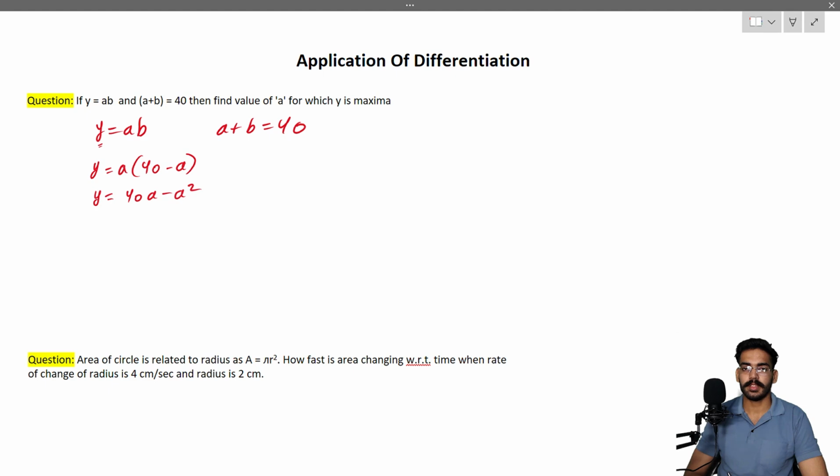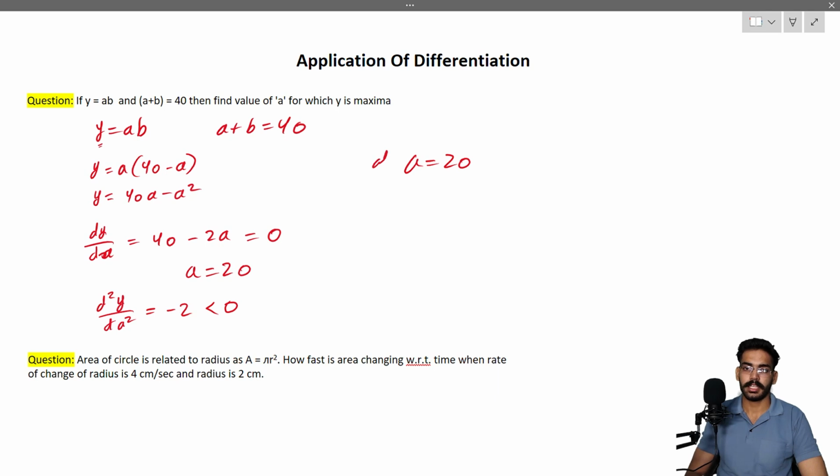So how will you maximize? You will do the first differentiation, dy by da, that is 40 minus 2a. This is your first derivative, and for the maxima and minima it should be 0. So a equal to 20. And d2y by da square is also minus 2, which is less than 0. So I can say a equal to 20 gives the maximum value, so at a equal to 20, y is maximum.